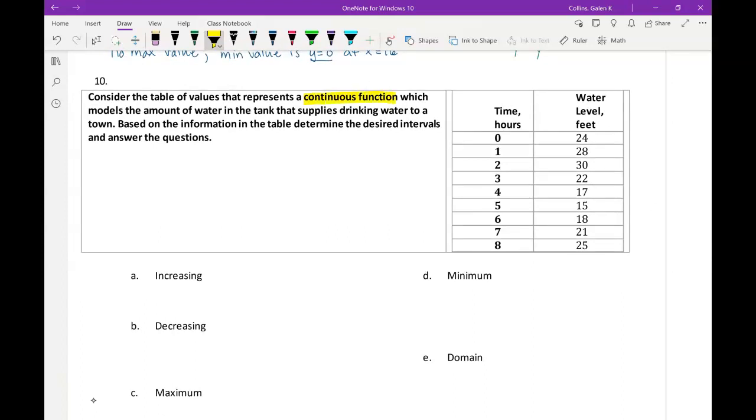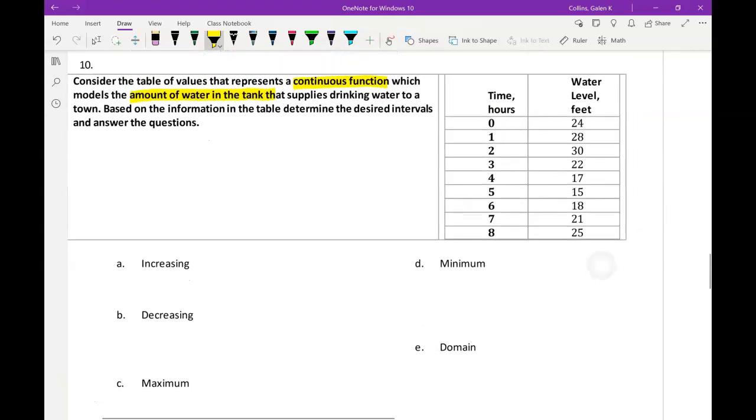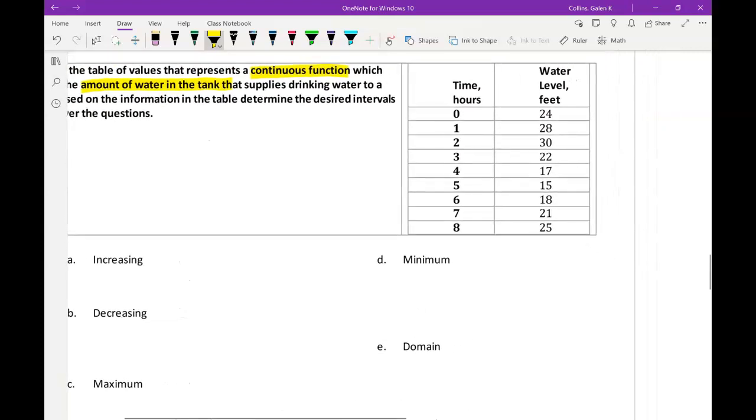The function models the amount of water in the tank that supplies drinking water to a town. So we're given the water level, or depth, in feet. All right, so we have to be super careful with a table. I can only tell from my tabular data where I think my function's increasing, but that doesn't mean it applies to values that are not represented in the table. So we want to be super careful with a question like this.